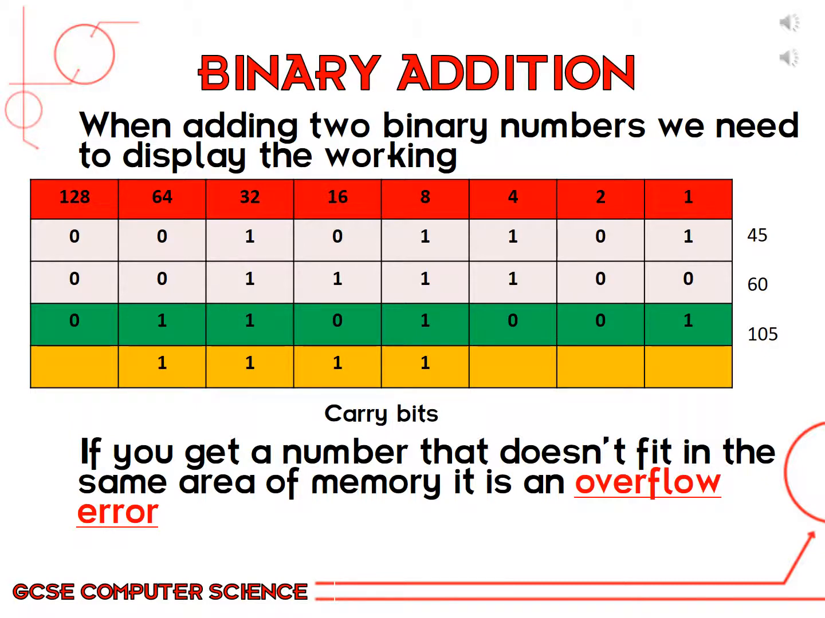Everything else, so the next one for example, is just 0 plus 0. You just put 0 in and that's it. So you would get 1 mark for the whole row that makes 105 and 1 mark for the carry bits at the bottom.